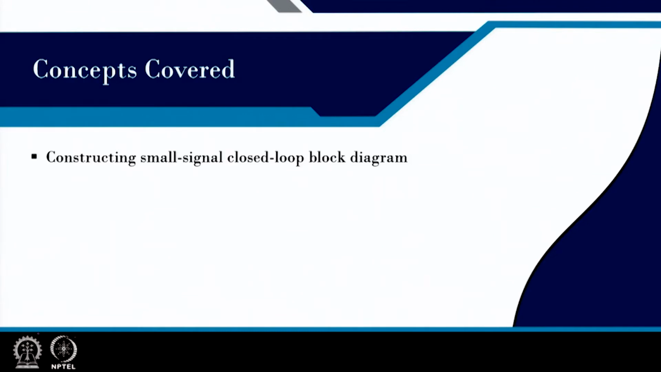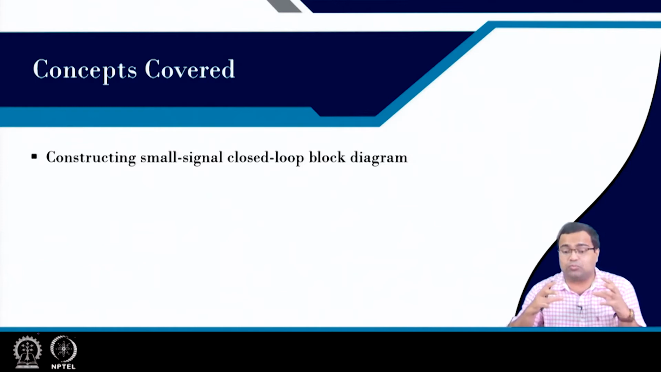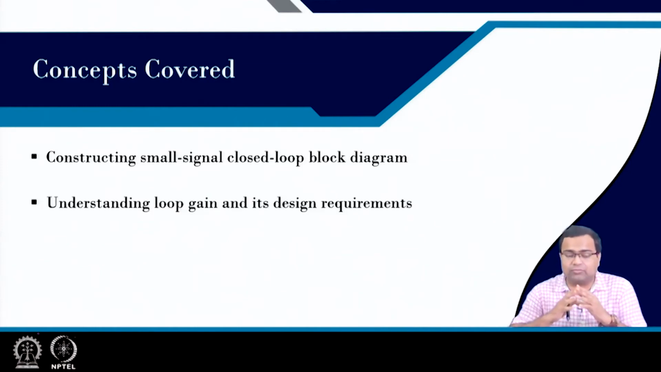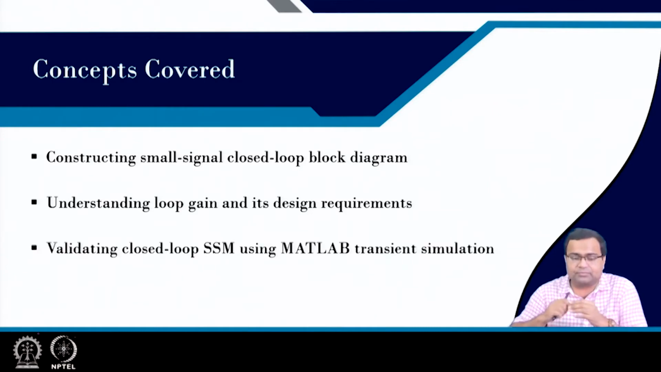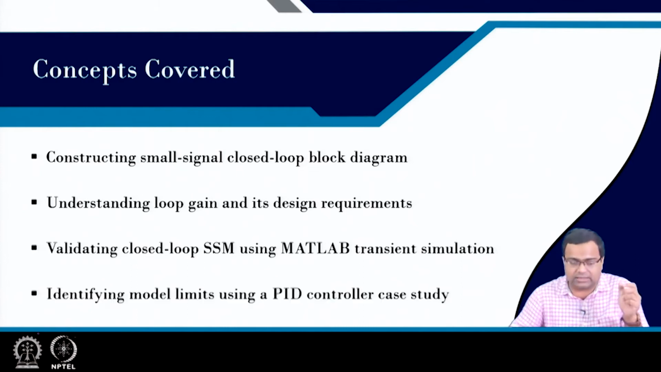In this talk, we are going to first construct the small signal closed loop block diagram. Then we need to understand the loop gain and its design requirement. Then we need to validate the closed loop small signal model using MATLAB transient simulation. And here I am taking a PID controller case study and trying to identify the model limits.